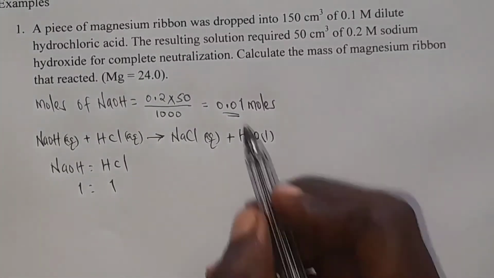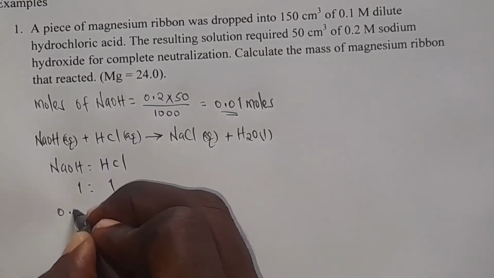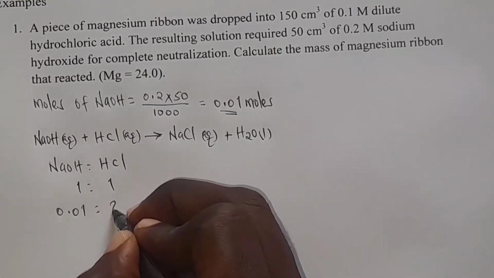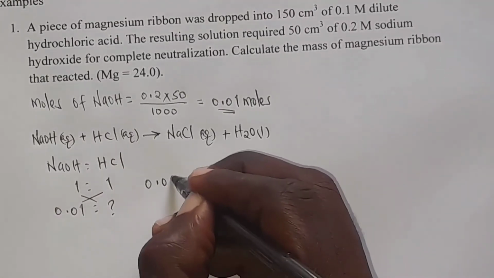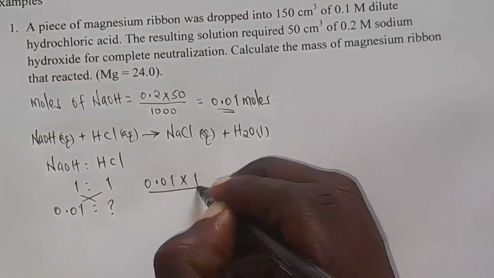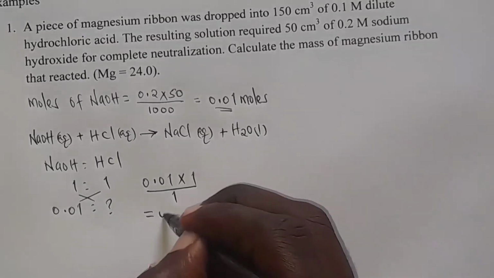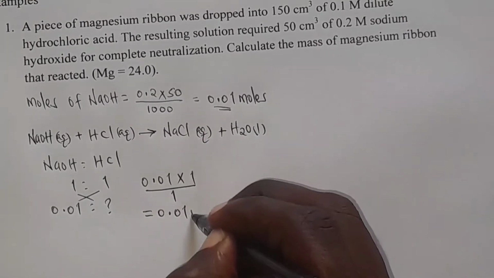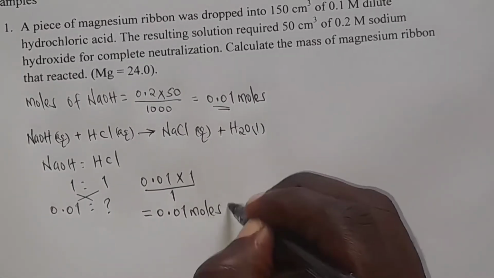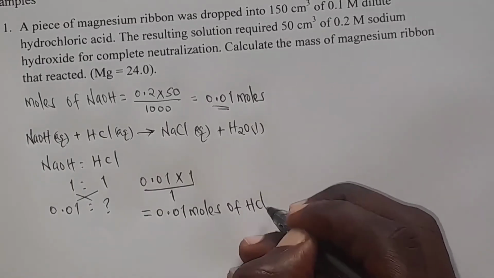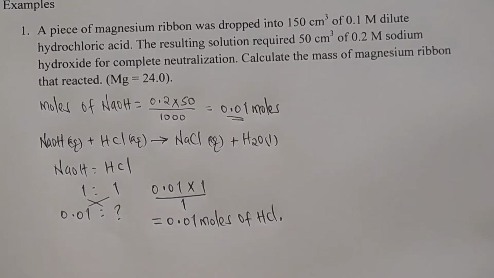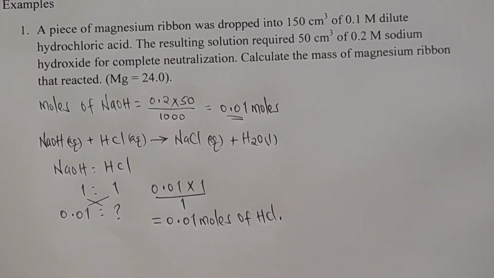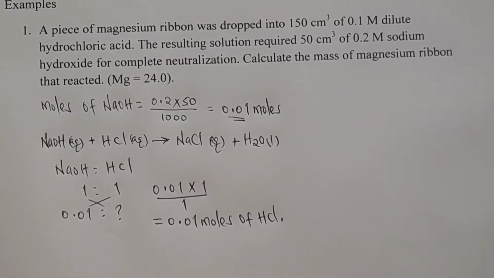So we have gotten the number of moles of sodium hydroxide, which is 0.01. We can ask ourselves, what about the number of moles of hydrochloric acid? Here we can say 0.01 multiplied by 1 divided by 1. So we still get 0.01 moles of hydrochloric acid. This is the excess moles of hydrochloric acid, or the number of moles of hydrochloric acid that reacted with sodium hydroxide.